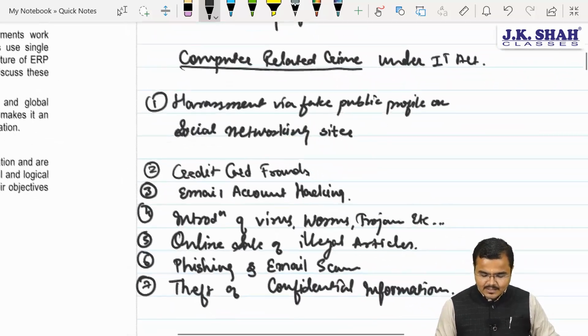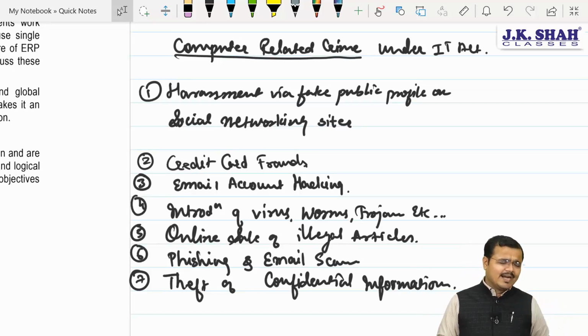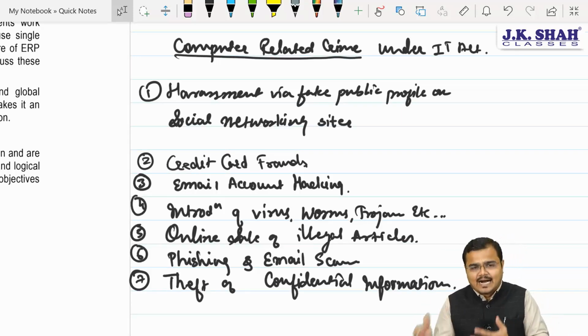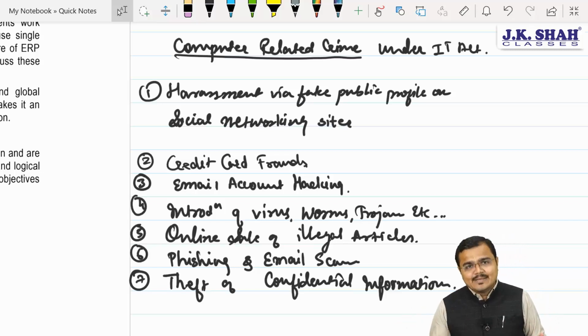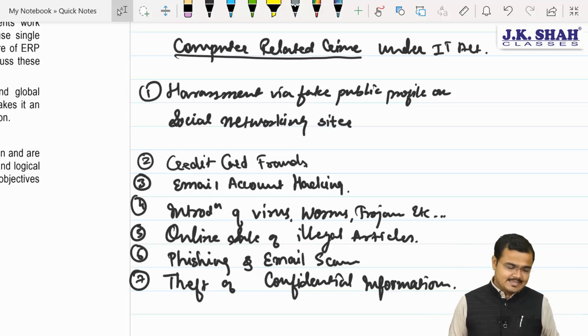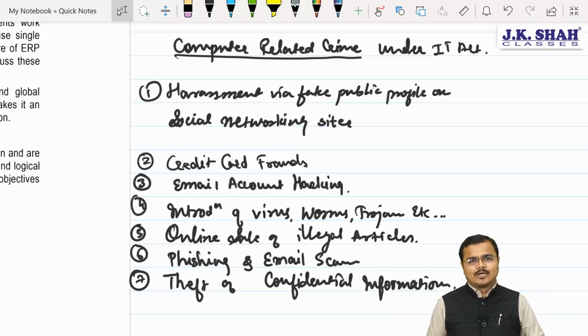So these are all what? Sir, they are the computer related offenses under the IT Act. Once again repeating, harassment via fake public profile on social networking sites, credit card frauds, email account hacking, introduction of virus, worms, Trojans are there, online sale of illegal articles are there, phishing and email scam, which is very much popular nowadays, okay. Yes, and there is a theft of confidential information. Am I very clear to you?